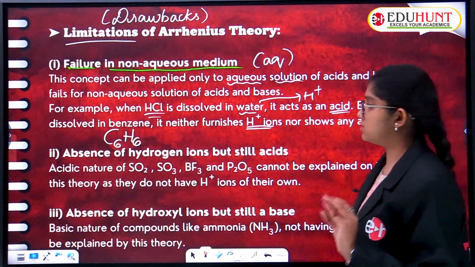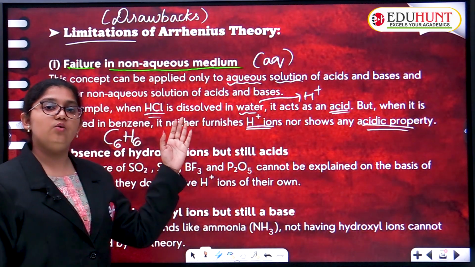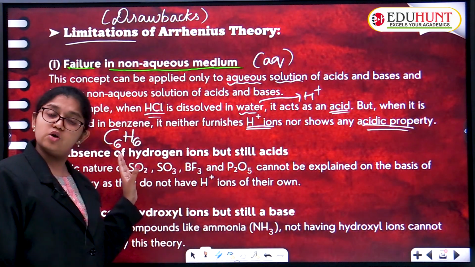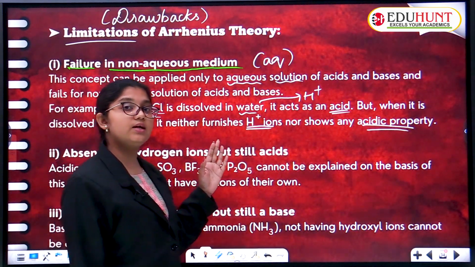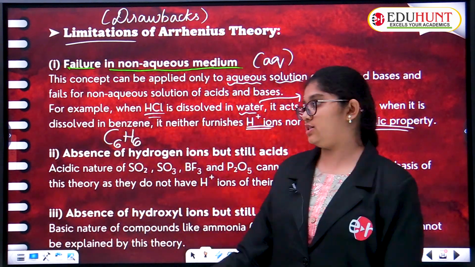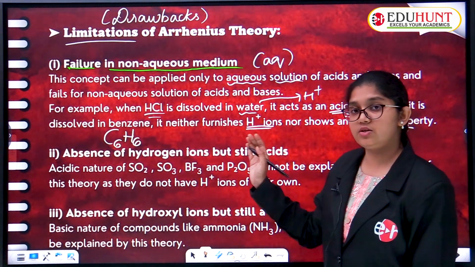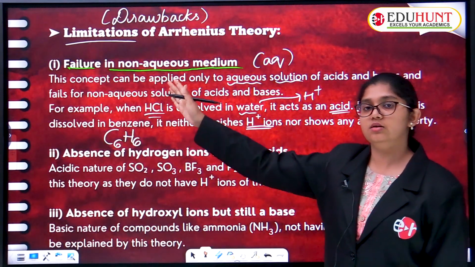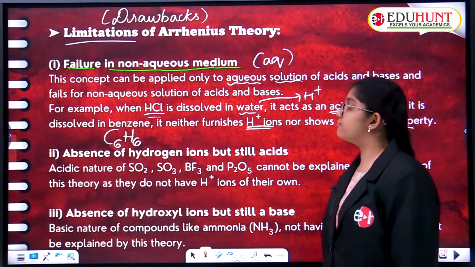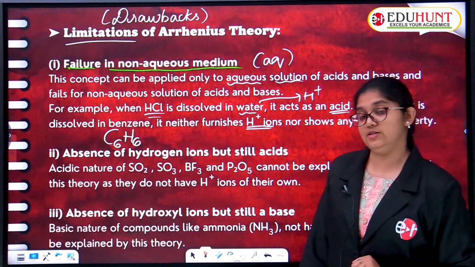And that's the main disadvantage of the Arrhenius theory: its failure in non-aqueous medium. In benzene, HCl is not acting as an acid, because it is not furnishing H plus ions and not giving any acidic properties. So it is not following the Arrhenius theory in non-aqueous medium. It's definitely a drawback, a limitation regarding failure in non-aqueous medium.